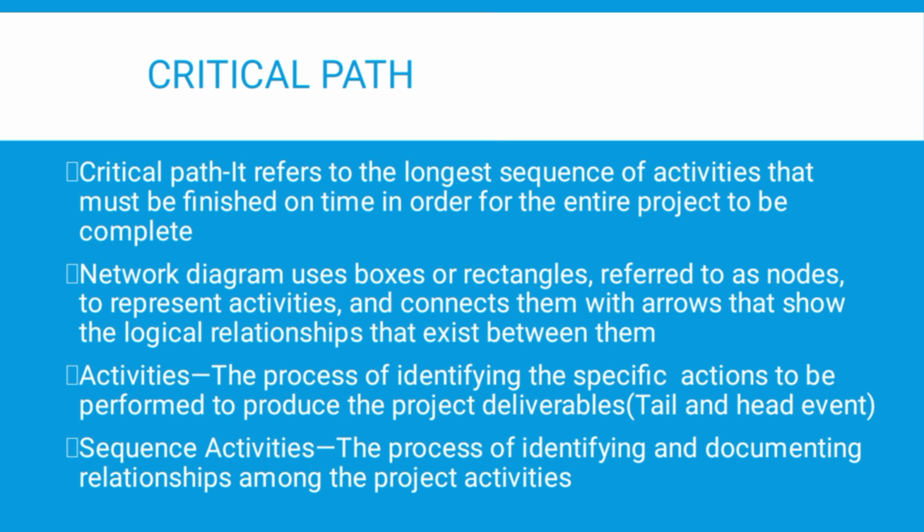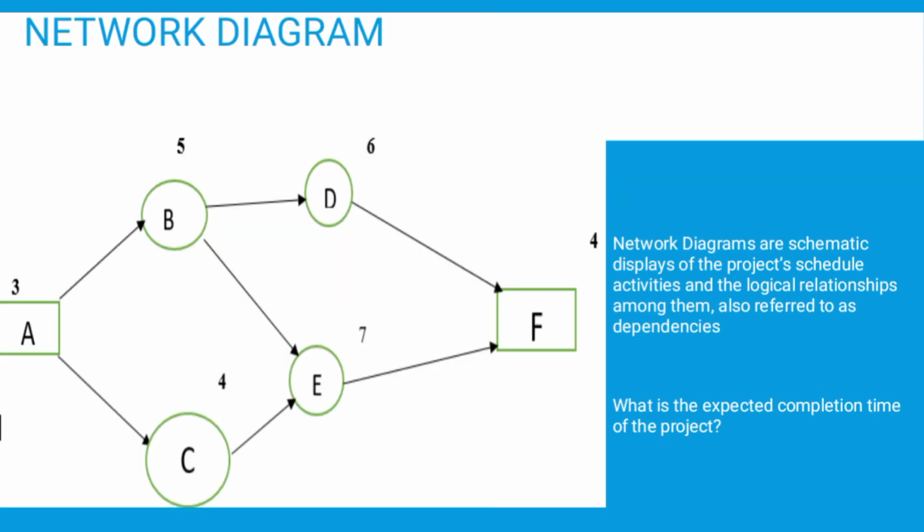So before we continue, let me show you a sample of the network diagram that will help us visualize how projects are completed. This is a network diagram. We have the start event, which will be A, and the finish event, which will be F. A network diagram is a schematic display of schedules, activities, and the logical relationships among them, also referred to as dependencies.